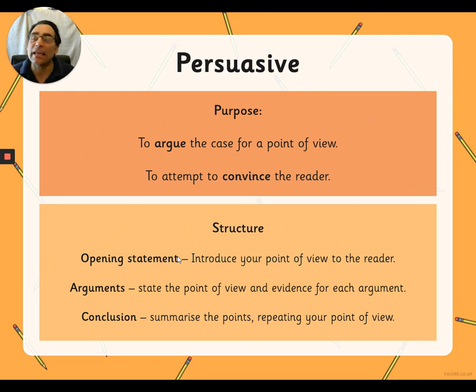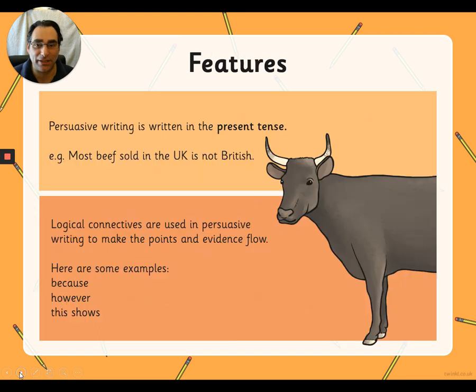South Norwood is a busy area. For example, there are many shops and therefore you will never run out of anything that you need. And a conclusion: how will you end your persuasive writing? Persuasive writing is written in the present tense. For example, most beef sold in the UK is not British. That's present tense. You have what's called logical connectives or conjunctions, and these are used to persuade, to make your points flow. So use words like however, because, this shows.